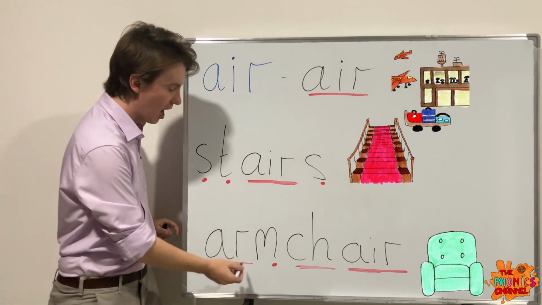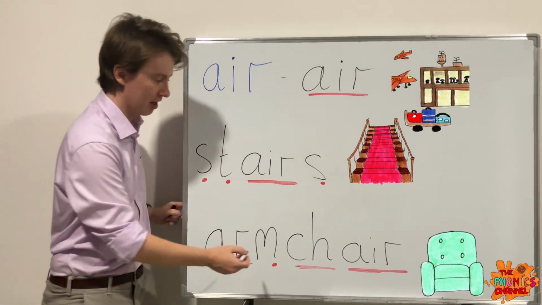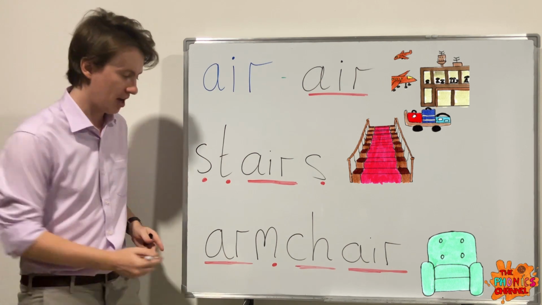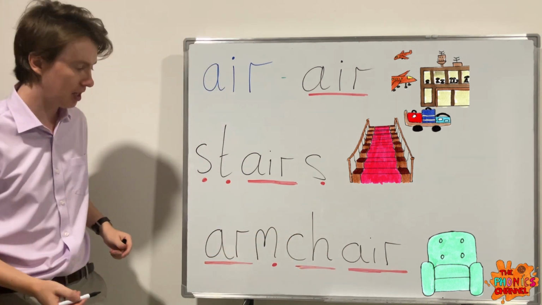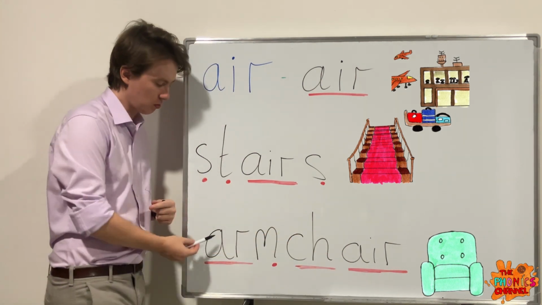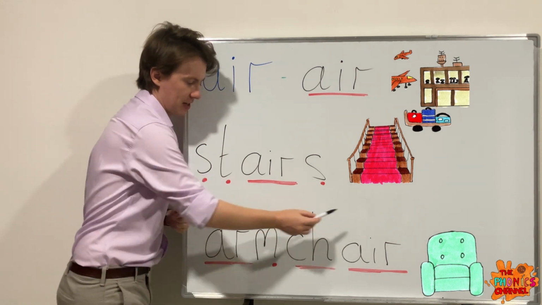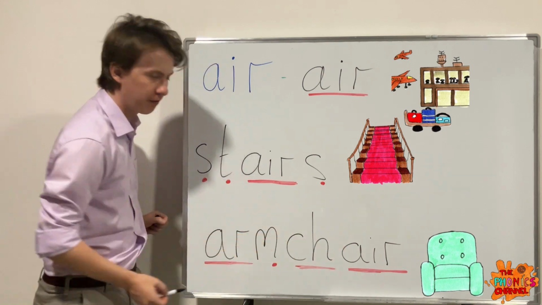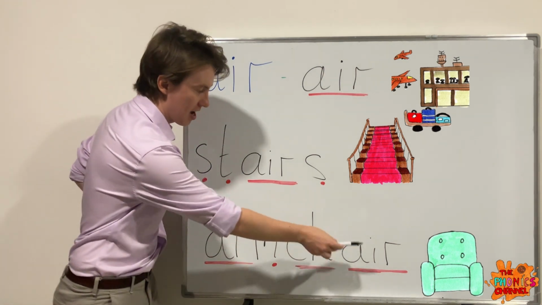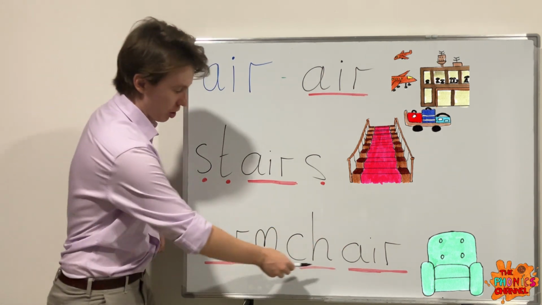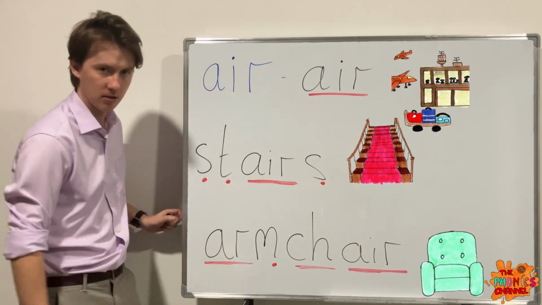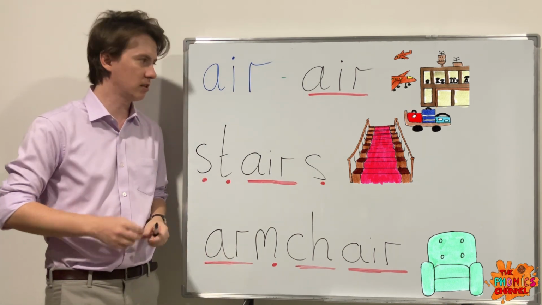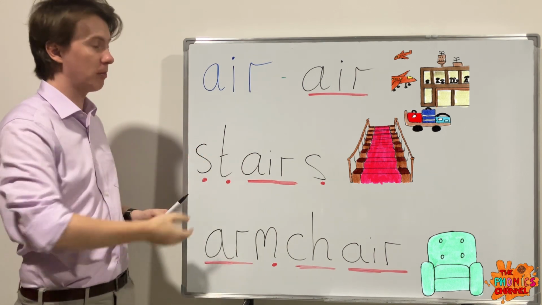You could have arm, and then chair, and you put them together. Armchair. Okay, so let's count the letters. 1, 2, 3, 4, 5, 6, 7, 8. 8 letters. How many sounds? Armchair. 4 sounds. We've got the air, a trigraph here, we've got a ch digraph, and we've got the r, a 2-letter sound here.